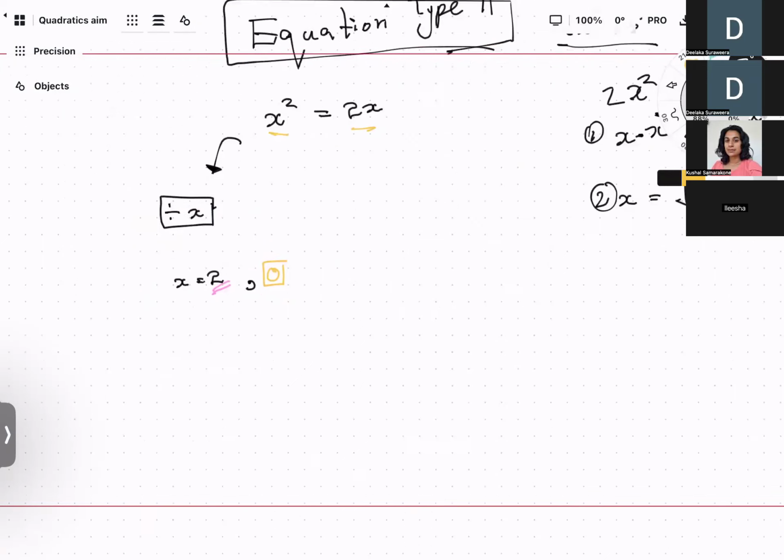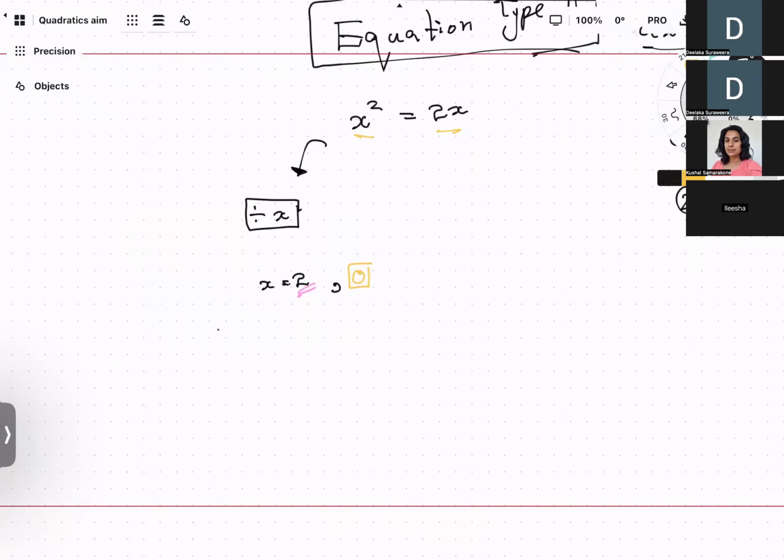Well, the way we fix it is we go casework. The division by x works whenever x is not 0. So you do case 1. You assume x is not equal to 0. And then you divide by x. Then you get x equals 2.